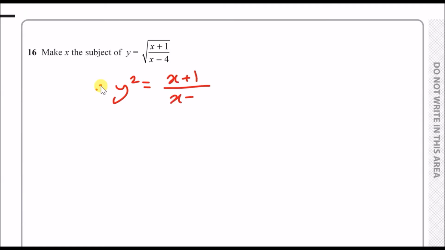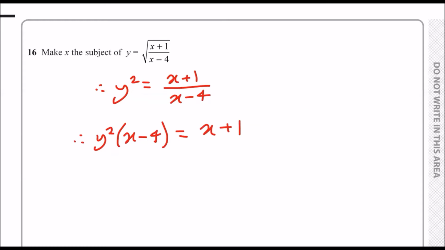over x minus 4. Okay, now at this stage we want to always clear the fraction, because when you have a fraction it makes it a bit more complicated. So to clear x minus 4, we need to multiply x minus 4 across, and this means we're now going to get y squared times (x minus 4) wrapped in a bracket equals the right side, x plus 1.